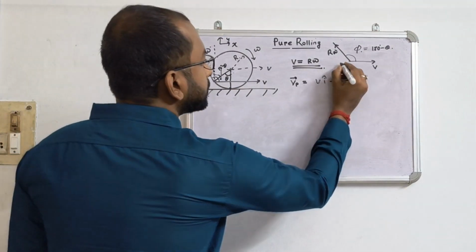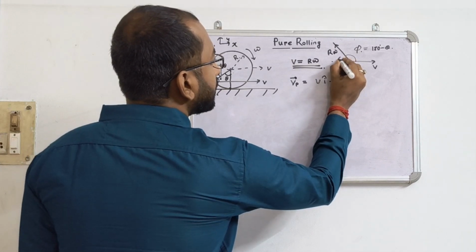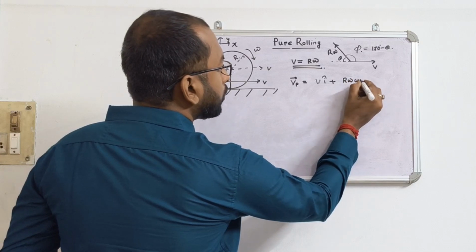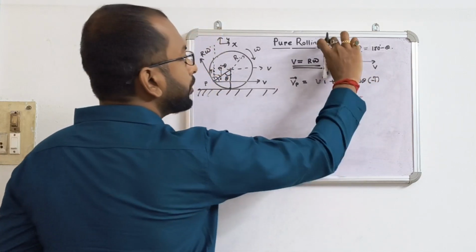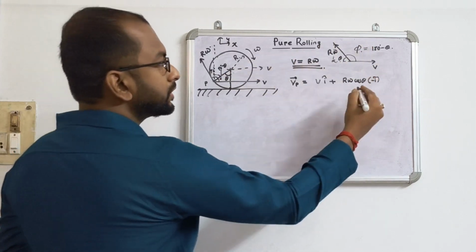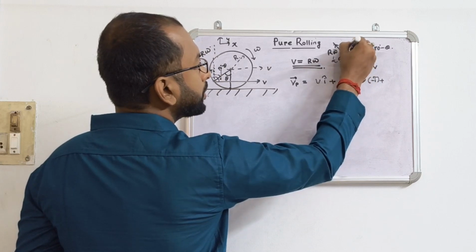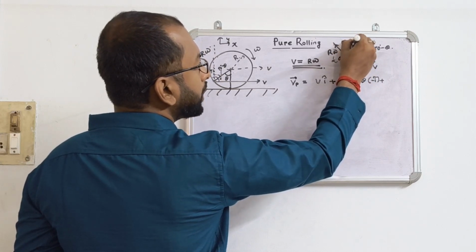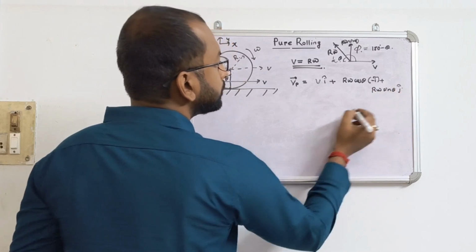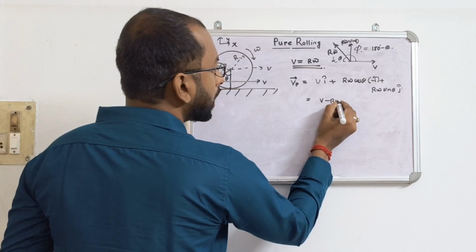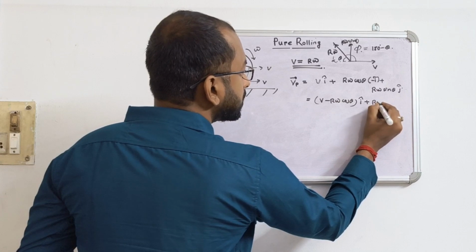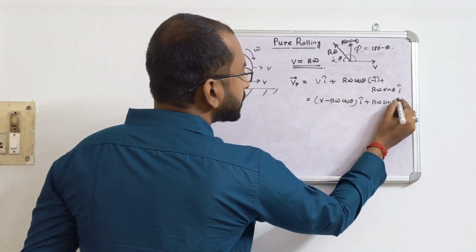So we can write that, and this is becoming theta. So we can write that r omega cos theta minus i. This we are dividing into two components. One is this component, that is r omega cos theta in the negative x-axis, minus i, plus another one is r omega sin theta in the y-axis, r omega sin theta j. So we can write that v minus r omega cos theta of i plus r omega sin theta into j.